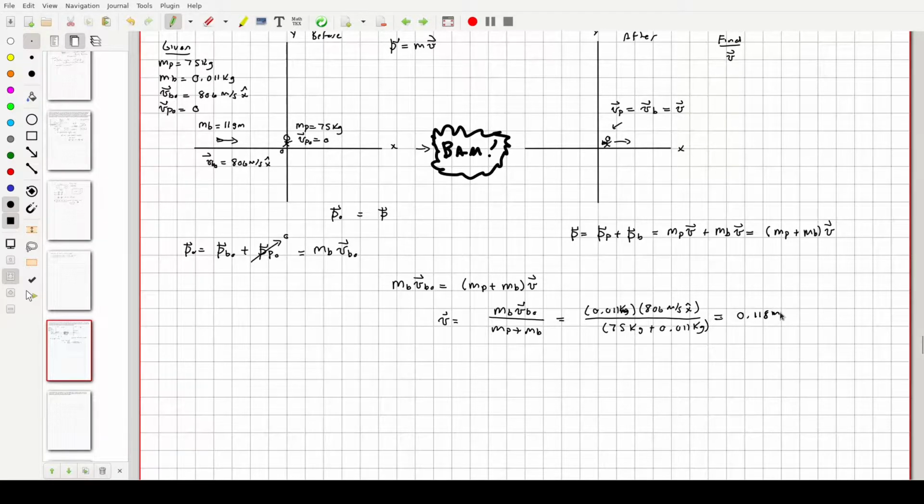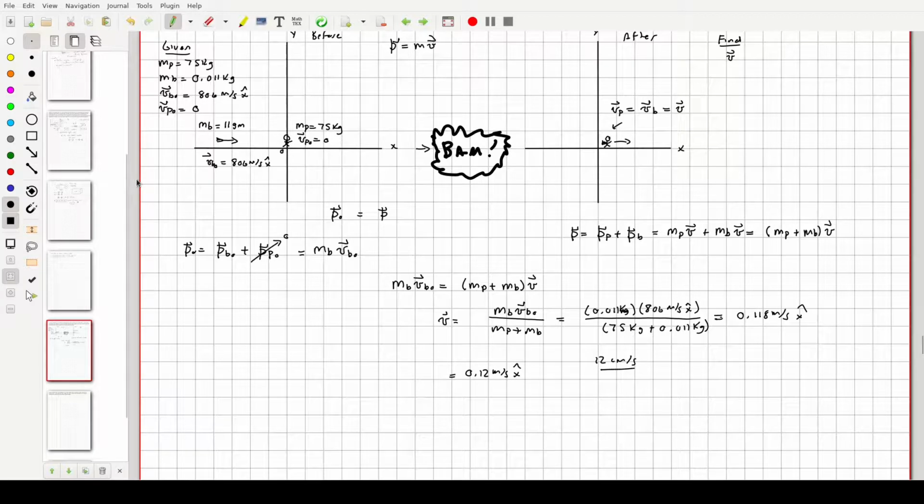0.118 meters per second. Or if you keep the sig figs, I see 2 here, I see 2 here, I see 3 here, so 2. About 0.12 meters per second in the x-hat direction. Or, 12 centimeters per second.